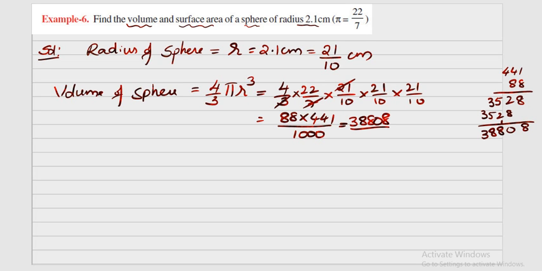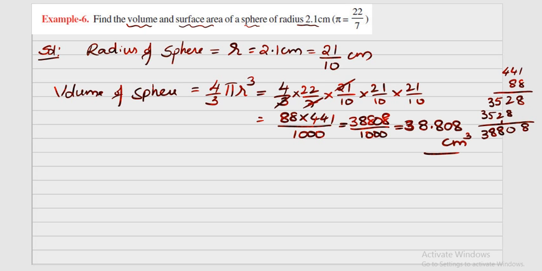Now what I got here is 38808 by 1000. So if you want to remove that 1000, I need to move 3 decimal places, right? So what I am going to get is 38.808 centimeter cube. So this is nothing but the volume of that particular sphere.